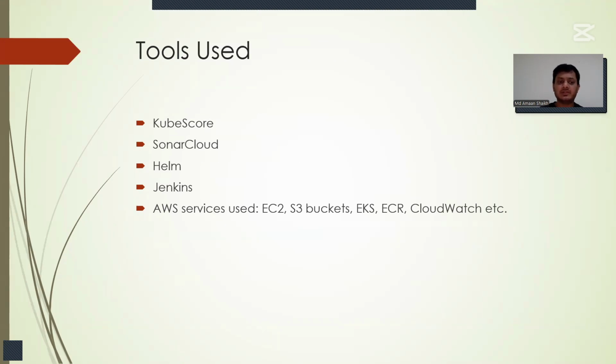Helm was used as a deployment tool on the EKS cluster. Jenkins was used as the CI/CD pipeline, and it was used to automate the complete task. The EC2 service was used to configure Jenkins. The S3 bucket was used to store the kubescore result, and EKS was used to build a Kubernetes cluster and to create worker nodes. ECR was used to store the Docker images, and finally CloudWatch for monitoring purposes.